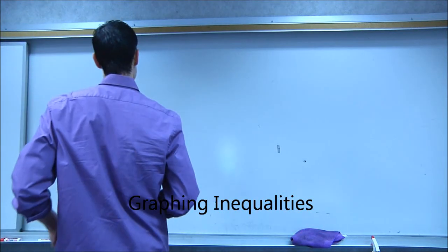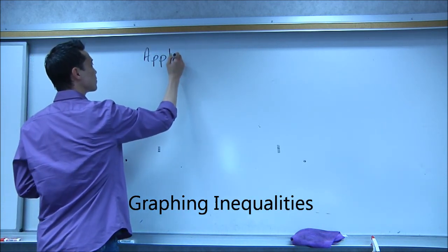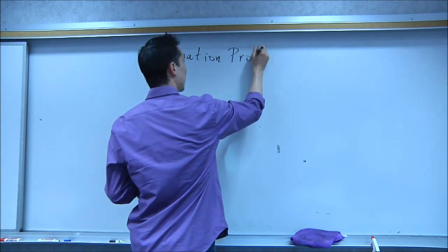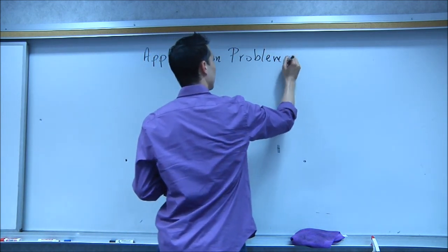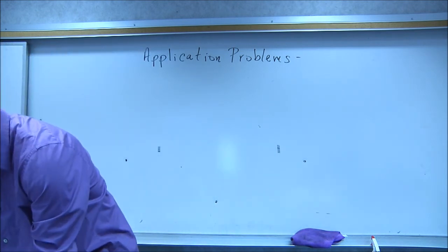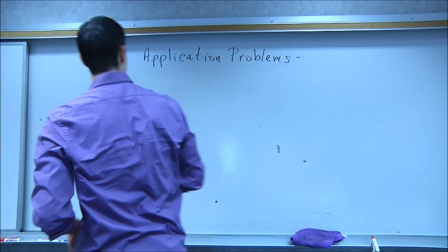Okay, we've been doing systems of equations, and let's do some application problems. So an application problem is just a nice way of saying a word problem. And so let's do a couple word problems where we use systems of equations. Let's try this one. The sum of two numbers is 70.